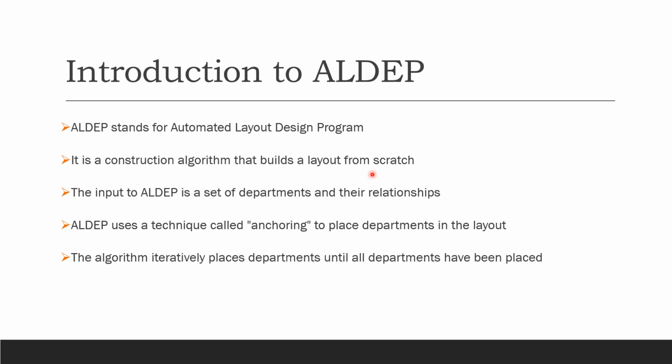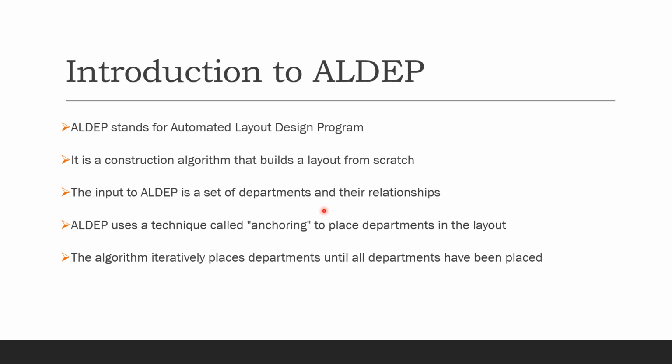The input to ALDEP is a set of departments and their relationships. The relationships between the departments are represented in a matrix called an adjacency matrix. The adjacency matrix shows which departments need to be close to each other and which departments do not need to be close to each other.